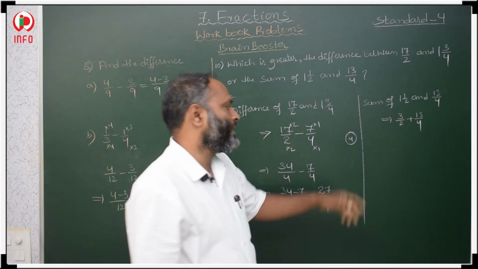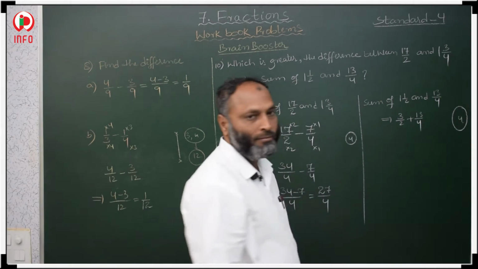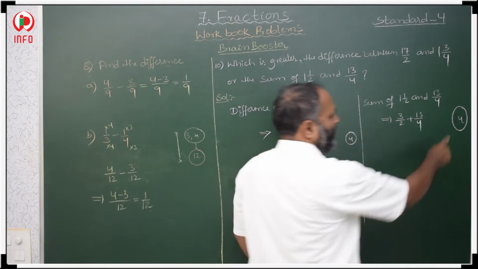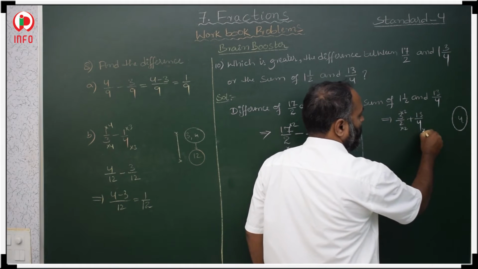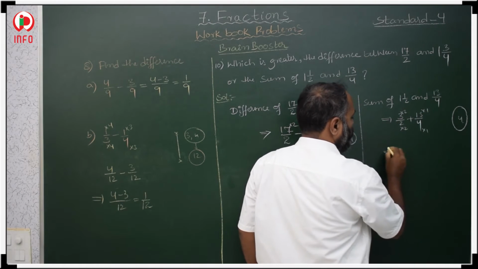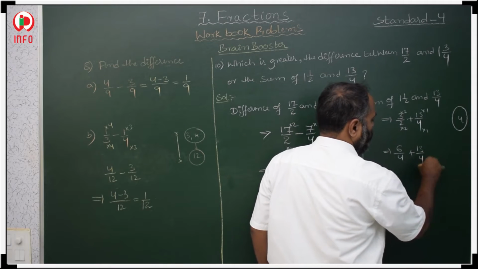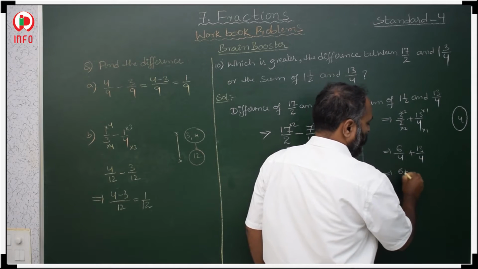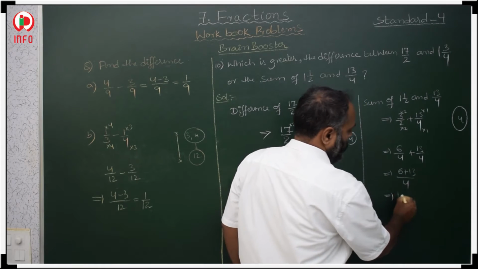Again the LCM of 2 and 4 is 4. What is the LCM here? The LCM is 4. In the 2 table, when do you get 4? 2 twos are 4, multiply with 2. In the 4 table, 1 one is 4. 3 twos are 6 by 4 plus 13 ones are 13 by 4. 6 plus 13, like fractions, add the numerators. Then 19 by 4.